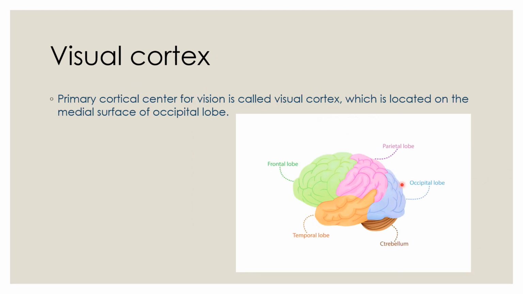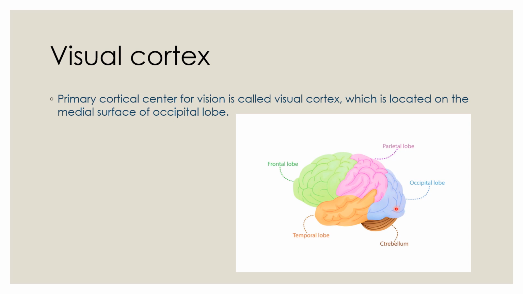Now we'll study the last part of our pathway, which is the visual cortex. The primary cortical center for vision is called the visual cortex. What is visual cortex? It is the primary cortical center. This is located on the medial surface of the occipital lobe. Now, if we look into the lobes, here is the image. Our main lobe, which takes part in the visual pathway or visual perception, is the occipital lobe, which is located here. So, on the medial surface of the occipital lobe, the visual cortex is located.